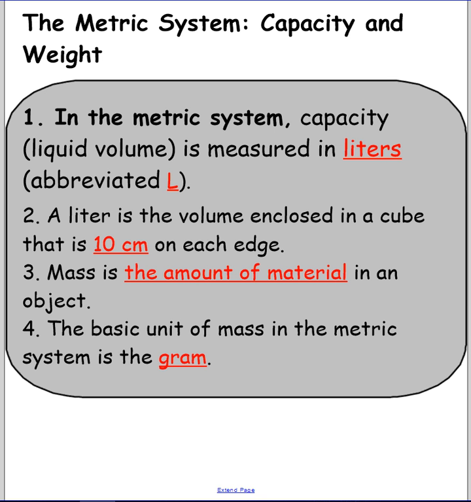And so if we think of length times width times height, that would give us 1,000 cubic centimeters equaling 1 liter. Mass is the amount of material in an object. Notice they don't say weight there because weight depends on gravity. Mass stays the same no matter how strong or weak the pull of gravity is on an object. So the basic unit of mass in the metric system is gram.